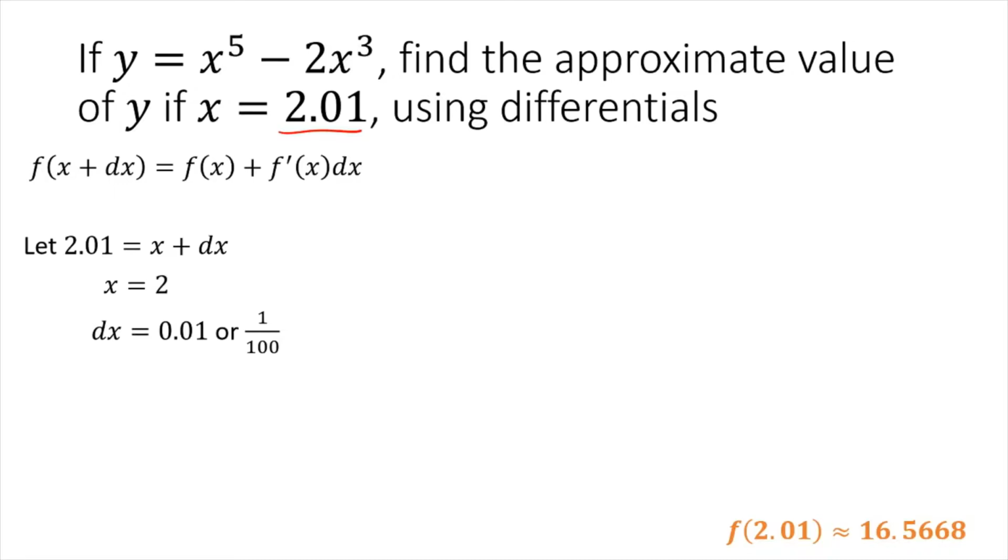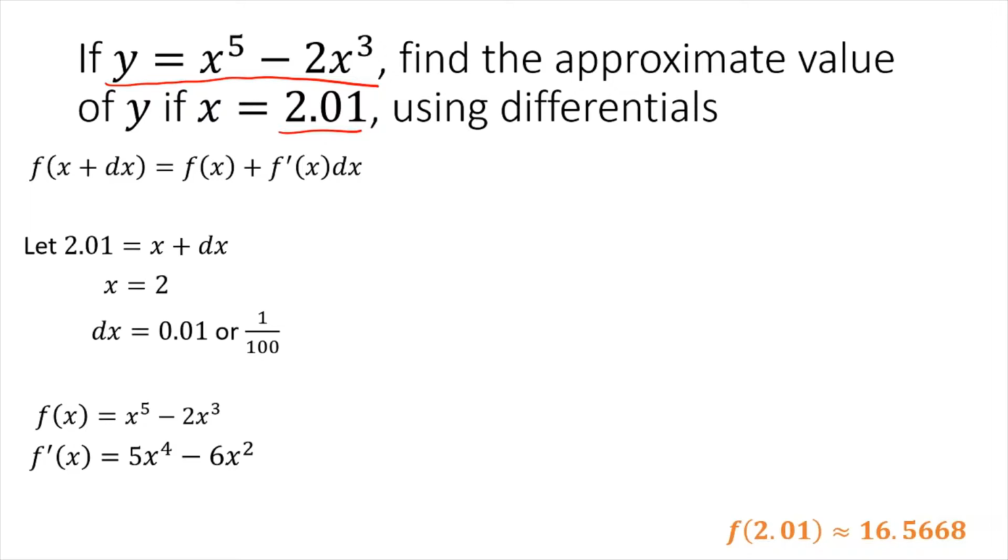Okay. Next, let's focus on the given function, y equals x raised to 5 minus 2x cubed. Okay, remember that y is equal to f of x, so we can rewrite this equation as f of x equals x raised to 5 minus 2x cubed. Alright, where f prime of x is, of course, the derivative with respect to x, so that's 5x raised to 4 minus 6x squared.